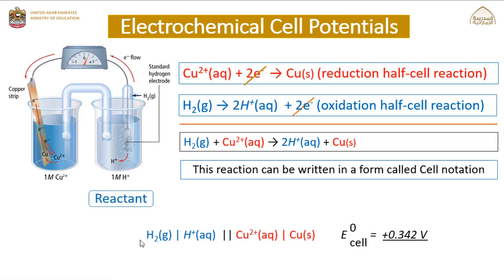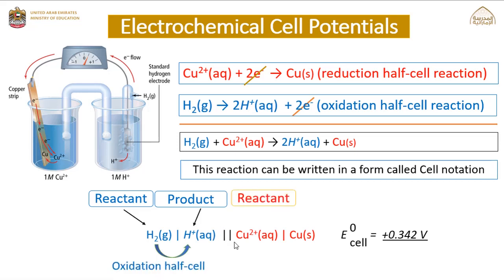In the cell notation, you will have the reactant, how it is being changed into the product in the oxidation half cell, and there will be a salt bridge as well, then the reactant for the reduction half cell, that is Cu2 plus, changing into Cu as the product. A standard cell value would be plus 0.342 volt for copper in Cu2 plus.